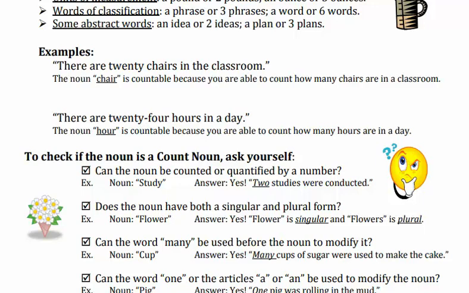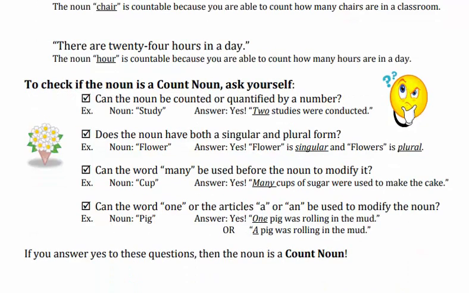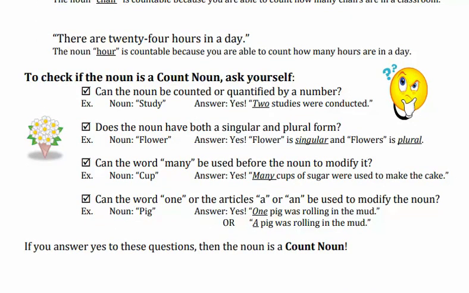Can the word many be used before the noun to modify it? Yes, you can say that many cups of sugar were used to make the tea. So many is also used with countable nouns, asking how many cups are there. We can also add the articles a or an to modify the noun. One pig was rolling in the mud. A pig was rolling in the mud. A and one. If you answer yes, then the noun is a count noun. So these are the four categories. If your answer is yes along these, then they are count nouns.